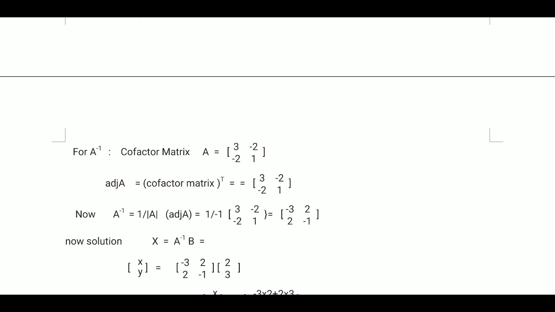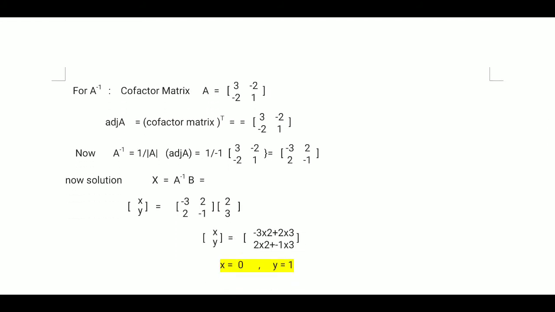And now you have to find A inverse. A inverse will be 1 upon the determinant value of A, 1 upon -1, that is the determinant value of A, into adjoint A. Adjoint A from above we get like this: 3, -2, -2, 1. Here 1 upon -1 gives you -1. So -1 will be multiplied to each element within the matrix. So we get A inverse equal to -3, 2, 2, -1.